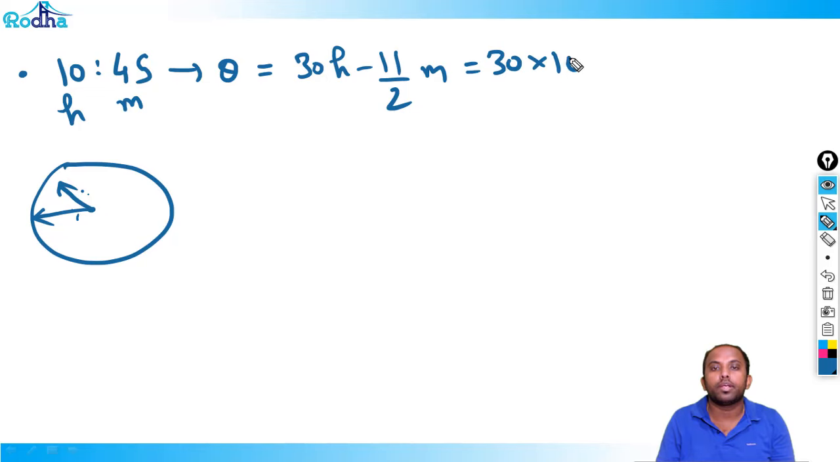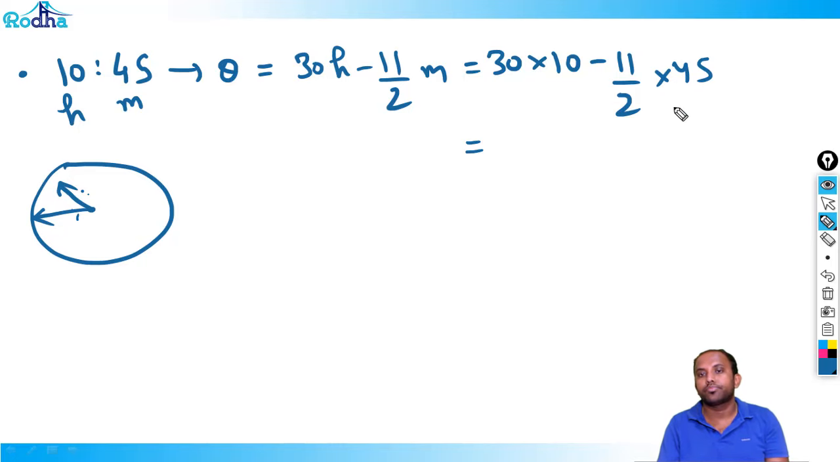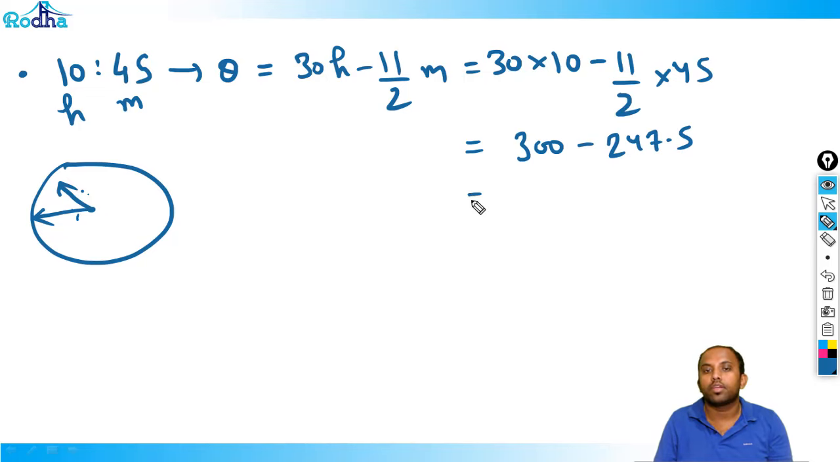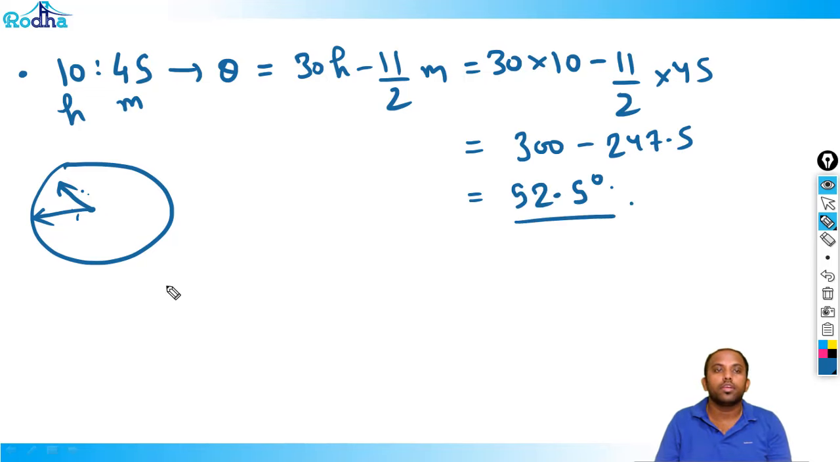H you replace by 10, m you replace by 45. So you get 300 minus 22.5 into 11. So 300 minus 22.5 into 11 is 247.5. That is equal to 52.5 degrees. This is the answer.